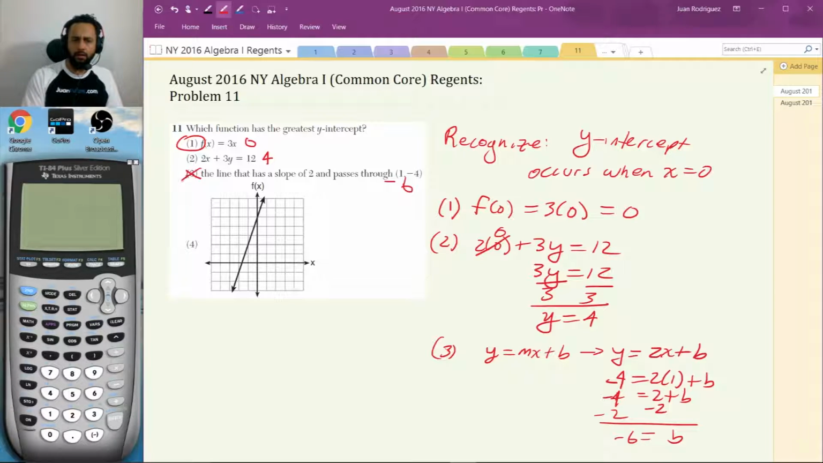Okay. And then choice 4. What did I just do? I just realized I circled number 1, right? Hopefully you caught that error.